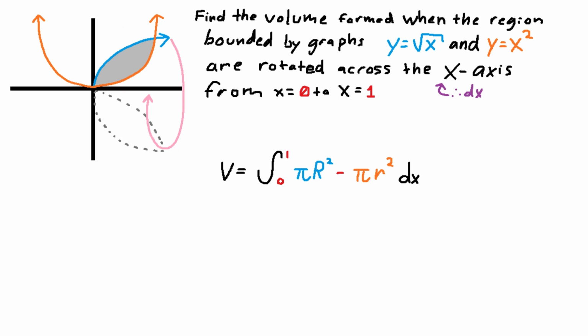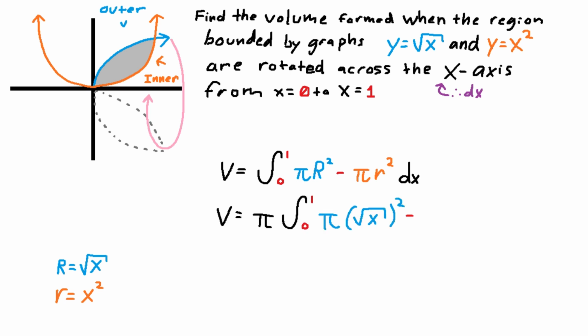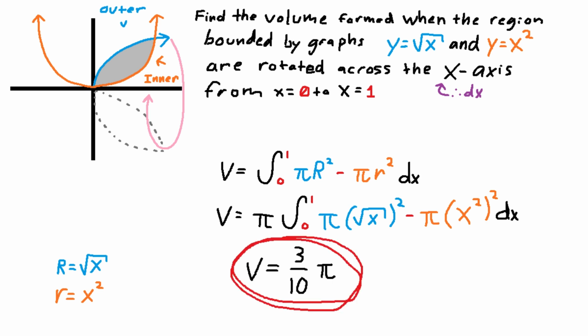This is no different. So quite simply, we're just going to use the outer function as our big R and the inner function as our little r. So simply plugging in the square root of x for our big R and x squared for our little r, and plugging that equation into our calculator, we should get a volume of 3 over 10 pi.